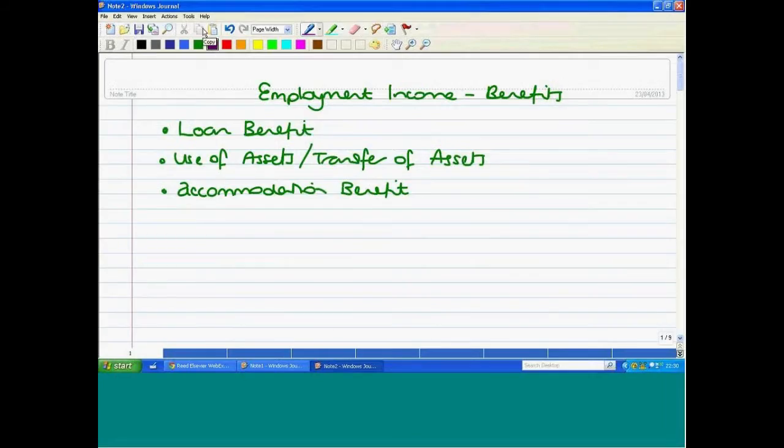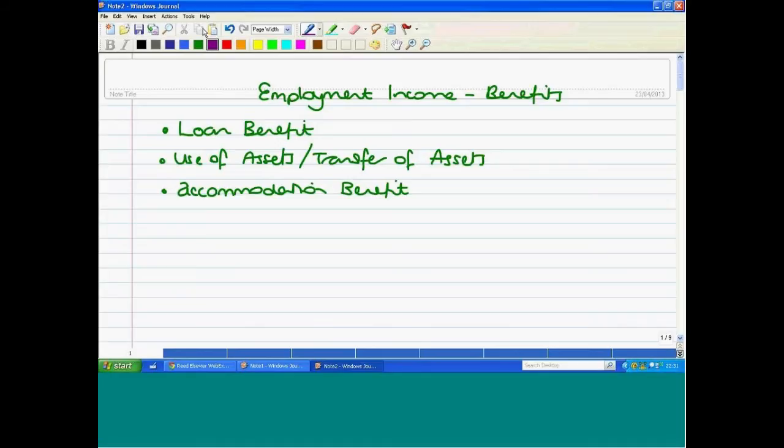I'm one of the tutors here at Tolley Exam Training, and I'm just going to run through a session to help with some of the benefits that we see under employment income. Now, in this session, I'm going to cover loan benefits. I'm also going to cover use of assets and then the transfer of assets, and then I'm going to finish off by looking at living accommodation.